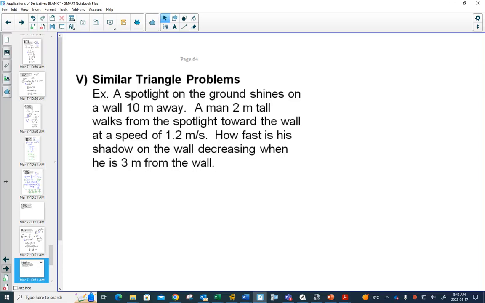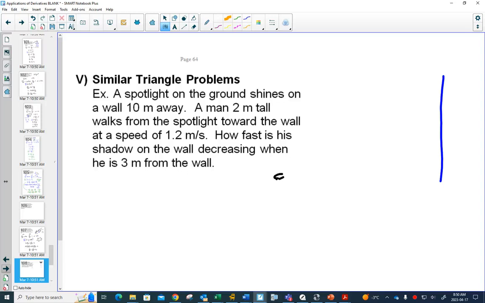What's happening? Here we have a spotlight on the ground that shines on a wall 10 meters away. A man 2 meters tall walks from the spotlight towards the wall at a speed of 1.2 meters per second. How fast is his shadow going down when he's 3 meters from the wall? Visualizing this is the first part which makes this question hard. You have to imagine a wall. So there's a wall. There is a spotlight.